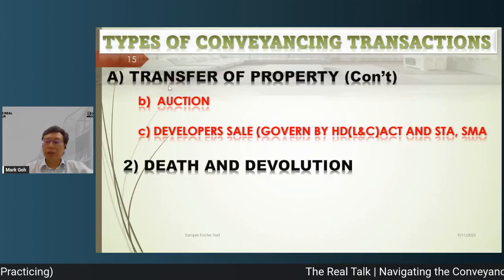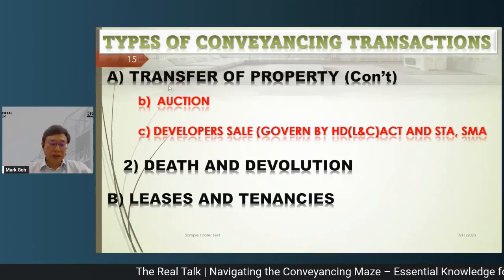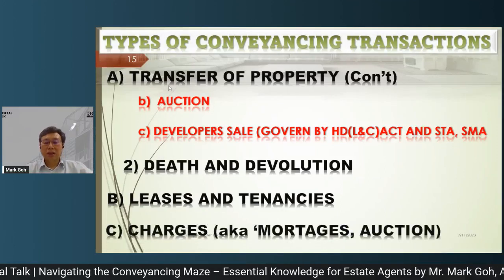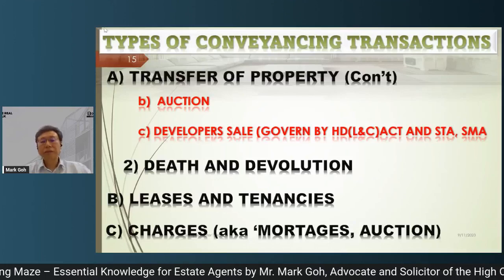It's not under S&P. And then you have other types of conveyance, leases, tenancies, right? It's another type of conveyance. And charges, also known as mortgages. We don't use the word mortgage, but charges.